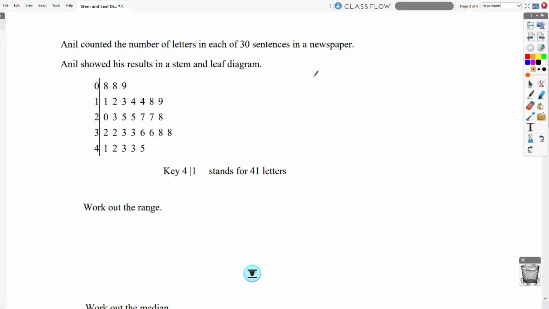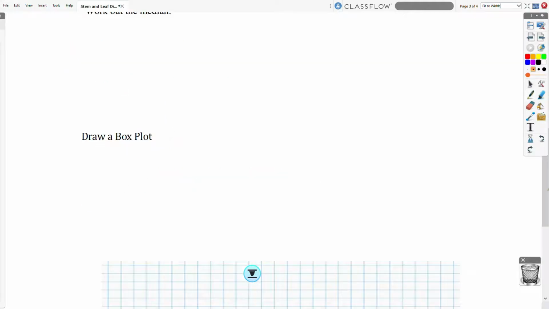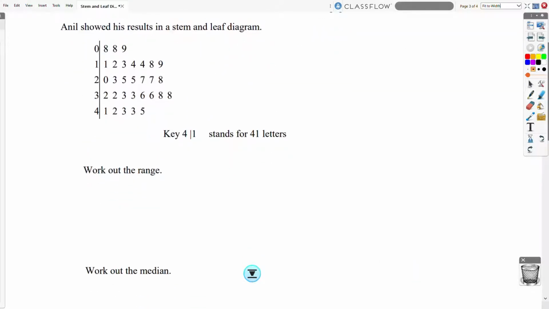And they've already given us a key, so they've already drawn the stem and leaf diagram for us. They tell us 4-1 is 41. First of all, we need to work out the range. So we need to work out the highest and lowest value. The last one is here and the first one is here. So it's 45 take away 8, which will leave us with a value of 37 letters. So the range is 37 letters.